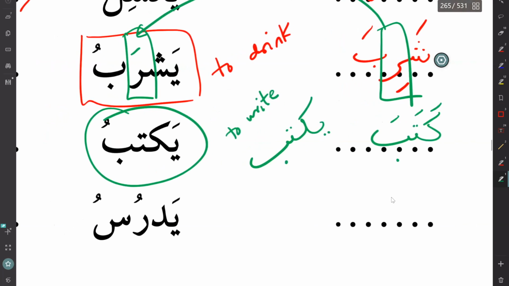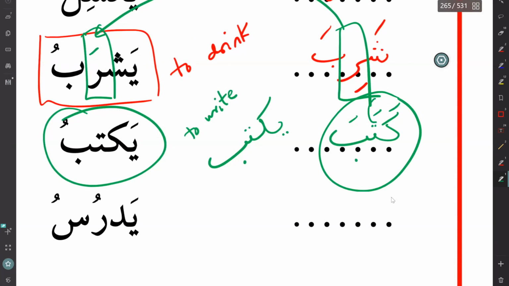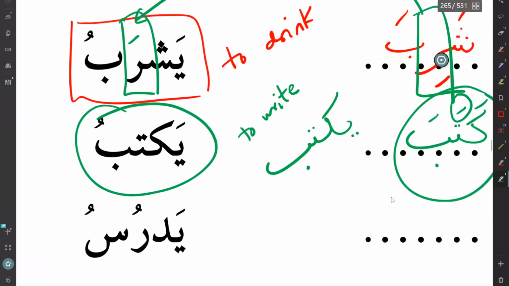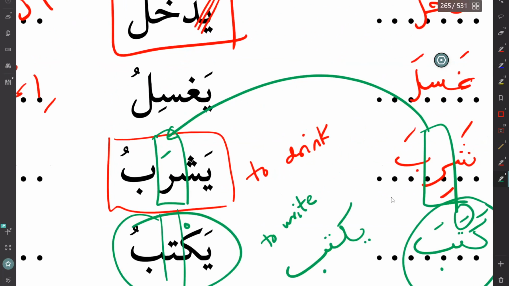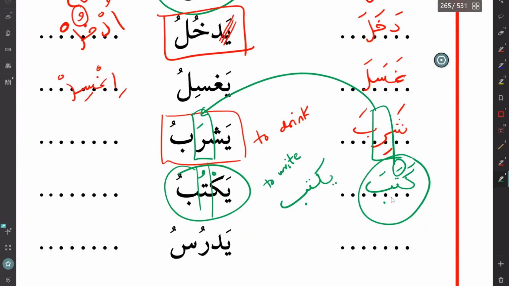Kataba. Now, in this situation, when the past tense has a fatha, I don't think there's any rule. In advanced books of grammar, they talk about how to guess what's going to be in the present tense. But honestly, at this stage, you don't know. If the past tense has a fatha, you just have to memorize what the present tense is. So here, what do we put in the present tense? Kataba, yak, what is the haraka? That's the whole thing. Kataba, yaktubu. Yes, kataba, yaktubu.